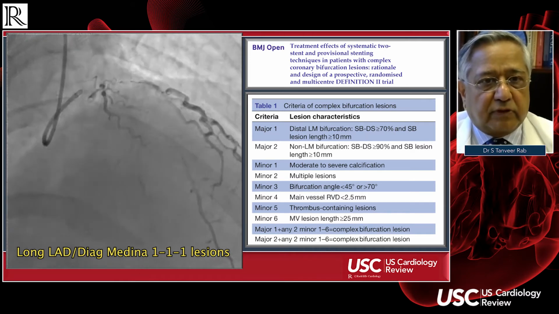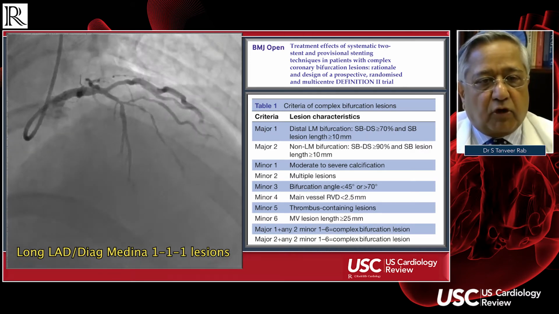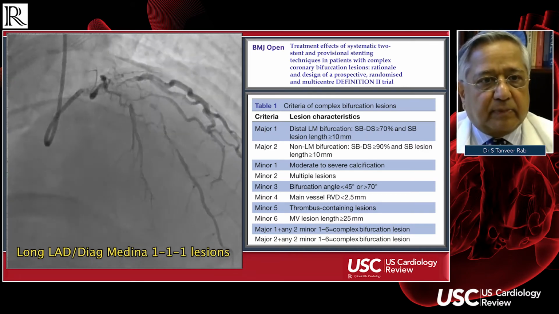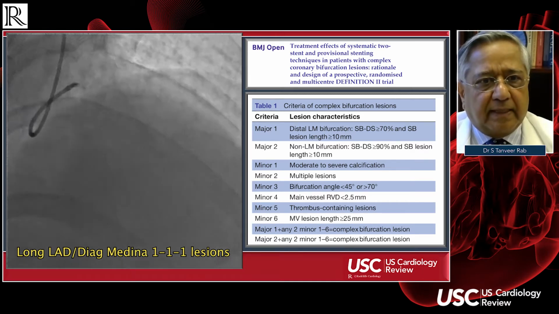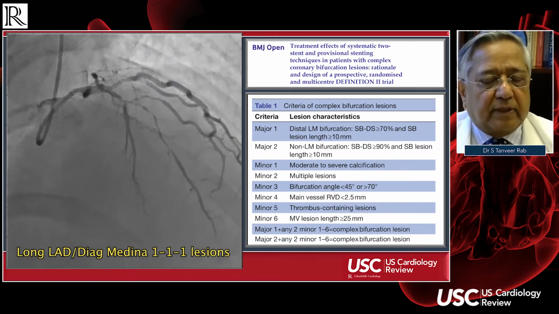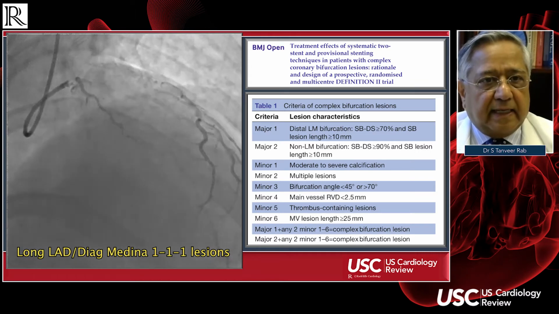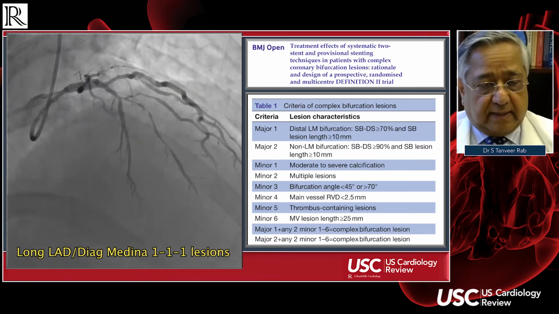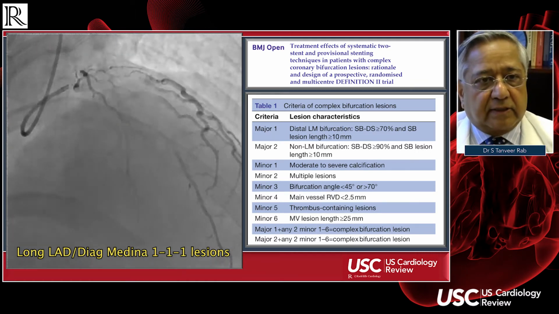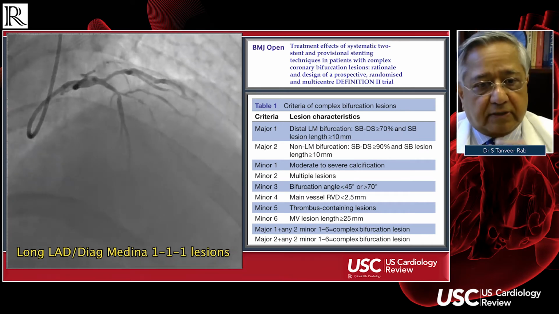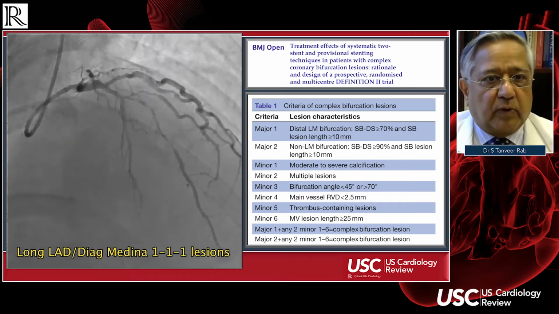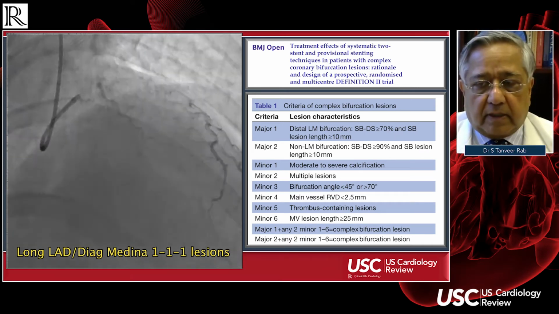But what he had was this very long, diffuse LAD lesion, starting just before the origin of the large diagonal, which itself had a long lesion. The septal perforator was mildly pinched, but the main thing was this was a lesion more than 40 millimeters in length in the LAD, again involving the large diagonal, and there was a stenosis just proximal to the bifurcation. So clearly this was a Medina 111 lesion.